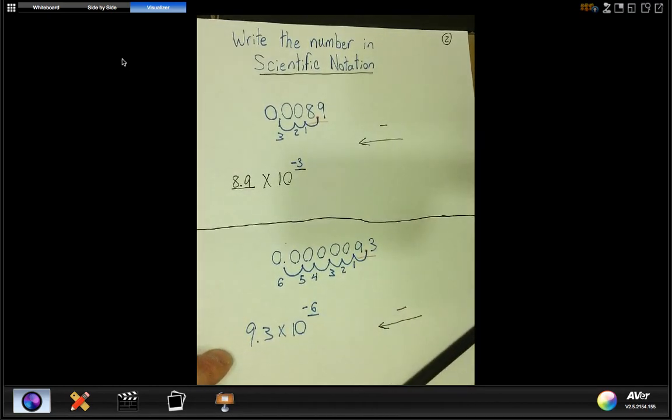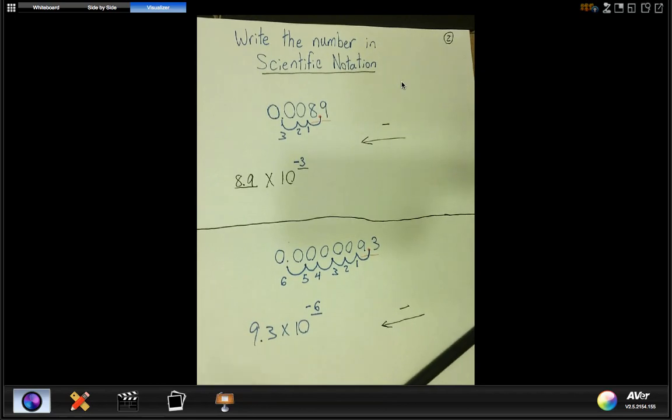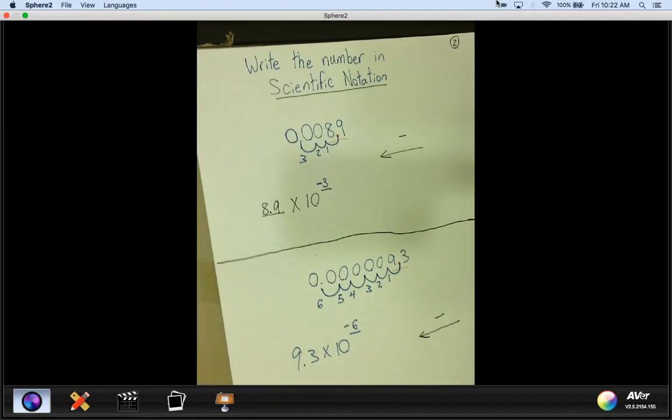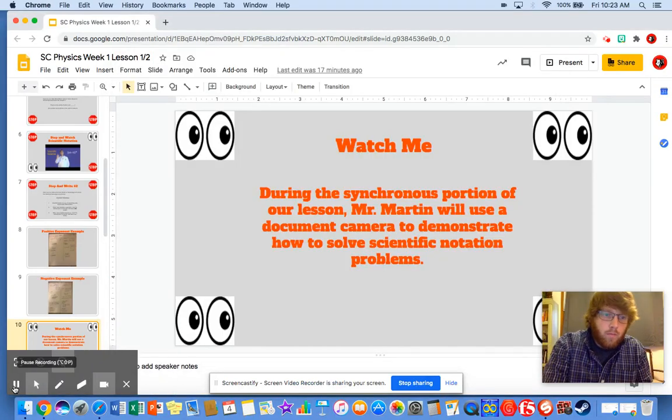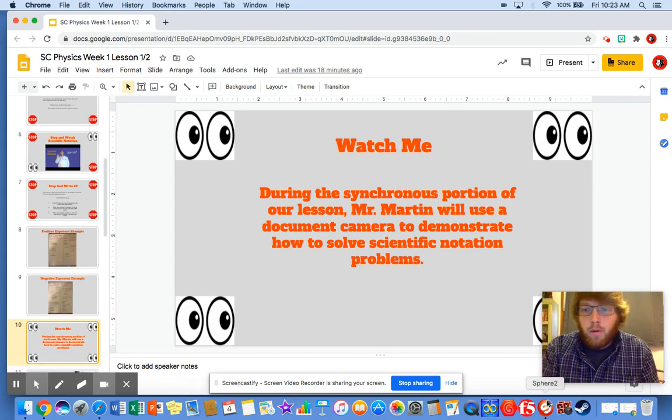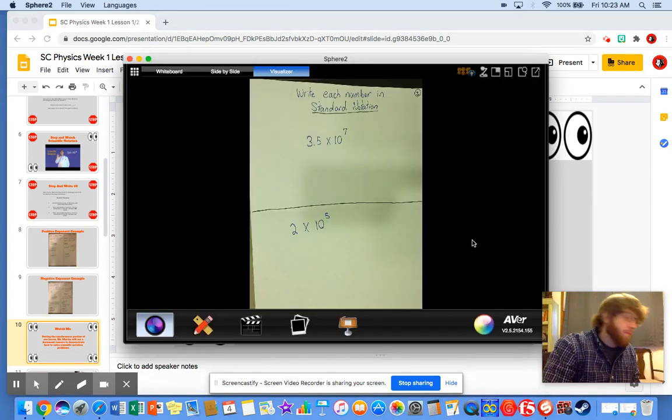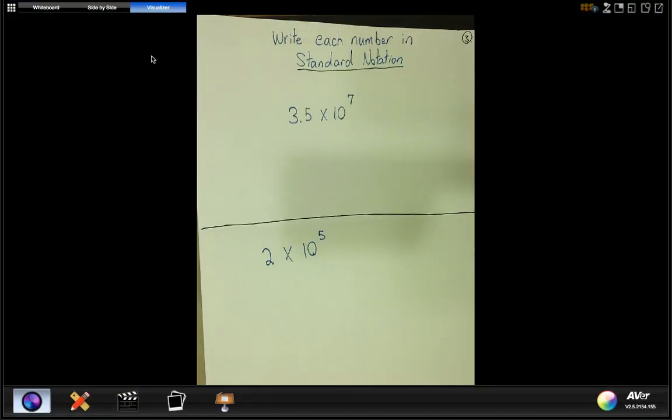I'm going to pause again while I set up some standard notation problems. All right, I'm back. Now we're going to take a look at a couple of standard notation examples, right? So what we're given is 2 examples already written in scientific notation, but for the sake of this problem, we need to get it back to standard notation.